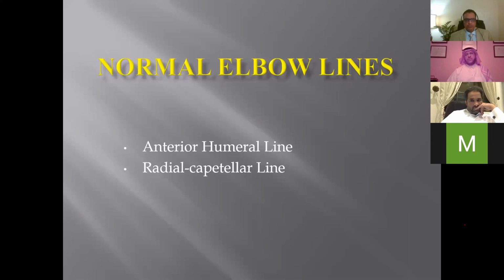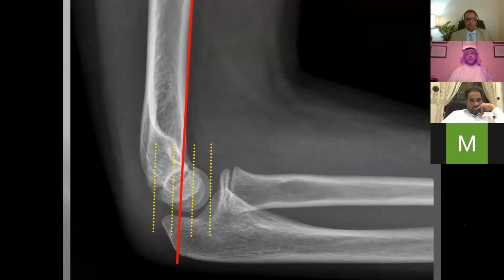The most important are two lines: the anterior humeral line and the radiocapitular line. As you see here, this is the anterior humeral line. You can draw a line along the anterior surface of the humerus, which transects the capitulum. This is the capitulum, and the line should pass through the middle third of it. This is the normal anterior humeral line.